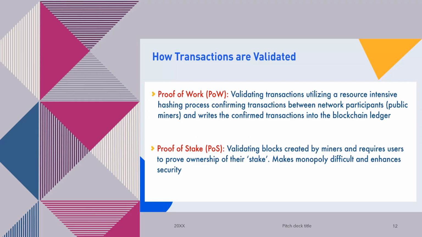Then in terms of how these transactions are validated specifically, the first thing you use is your proof of work, and the second thing you use is your proof of stake. So proof of work validates transactions utilizing a resource-intensive hashing process, confirming transactions between network participants and writing the confirmed transactions into the blockchain ledger, whereas proof of stake validates blocks created by miners and requires users to prove ownership of their stake. It makes monopoly difficult and enhances security.